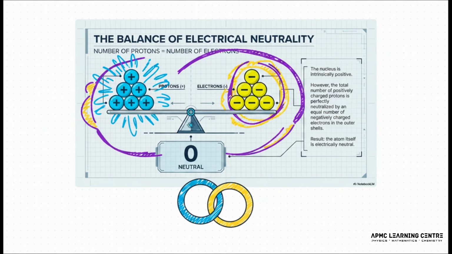And this is the secret to a happy, stable atom. You see, nature absolutely loves balance. The positive charge from all the protons in the nucleus gets perfectly canceled out by the negative charge from all the orbiting electrons. The result? A perfectly neutral atom with no overall charge.